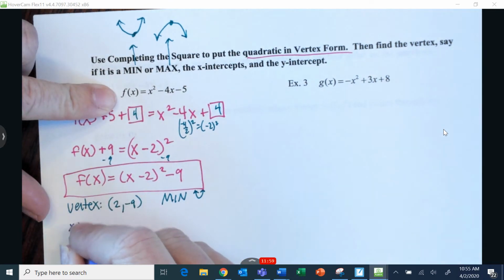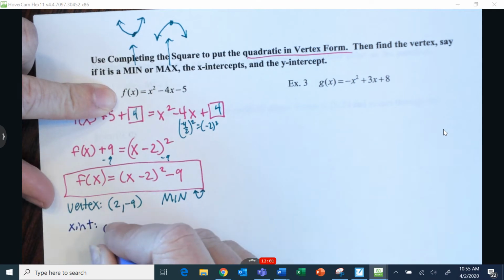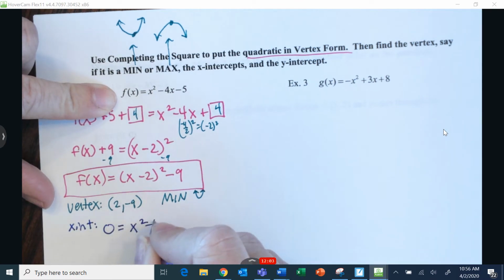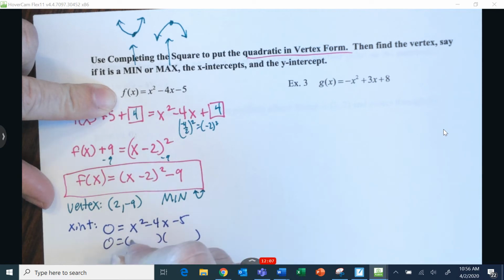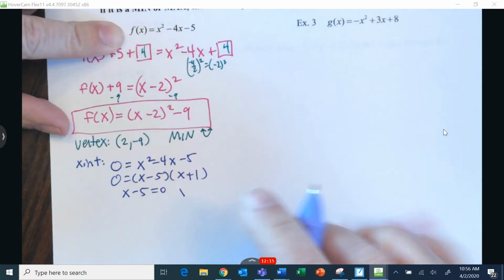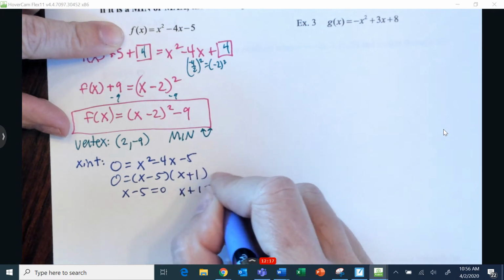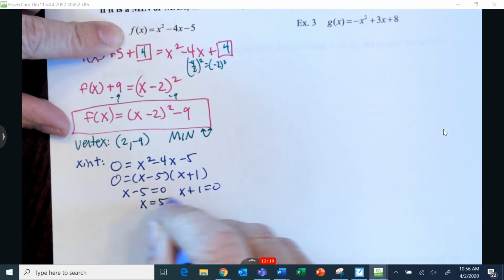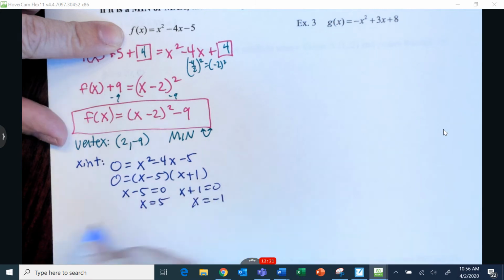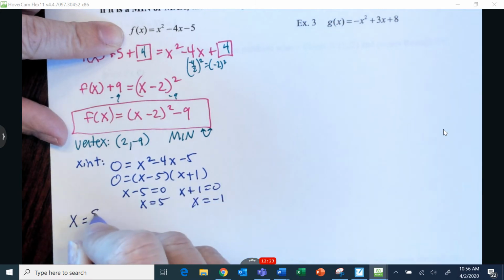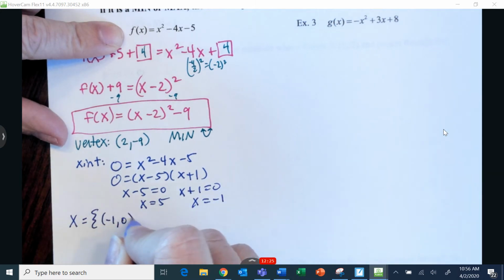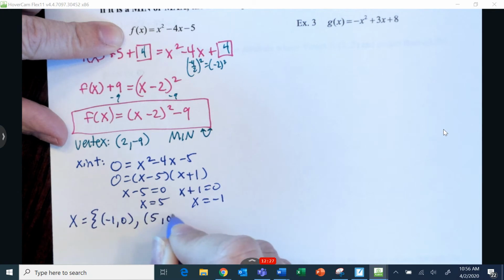So for the x-intercepts, 0 equals x squared minus 4x minus 5. I'm going to factor that. x minus 5 and x plus 1. And so I get a positive 5 and a negative 1. So my x-intercepts are at negative 1, 0 and positive 5, 0.